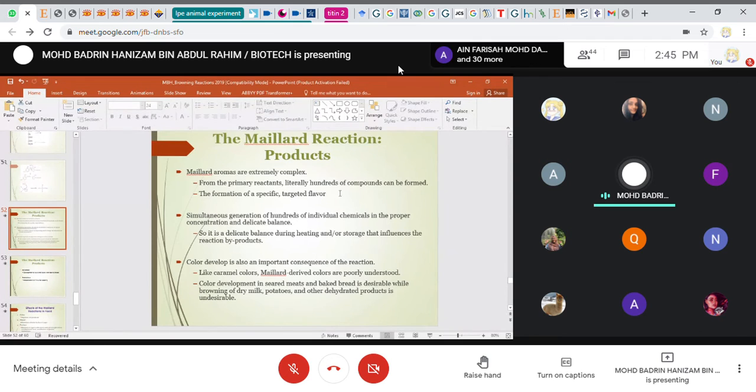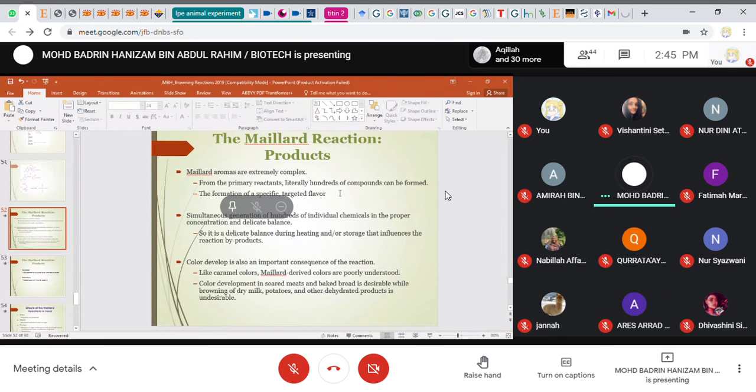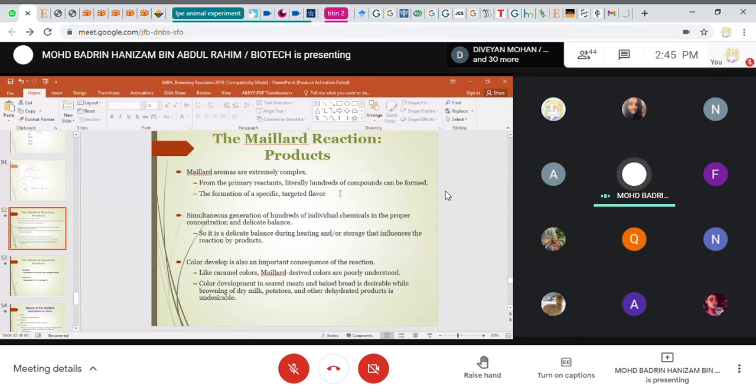Color also can be developed from this Maillard reaction. It is an important consequence of the reaction. Like caramel color, Maillard-derived color is not fully understood. What scientists know is not much about the Maillard reaction in terms of color. They have identified all the compounds that give the characteristic flavor, but the color is still poorly understood until now.